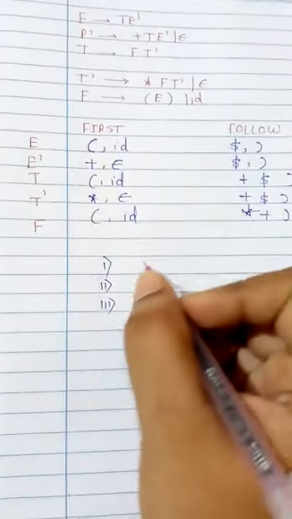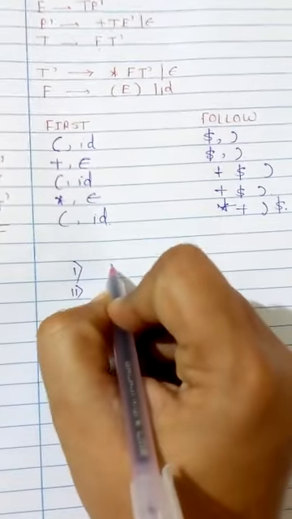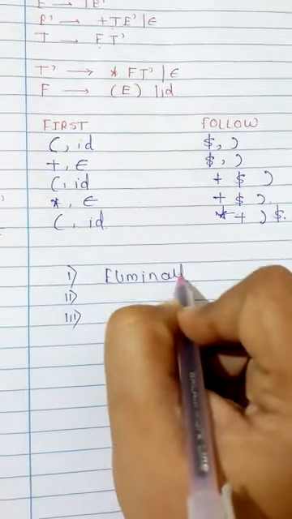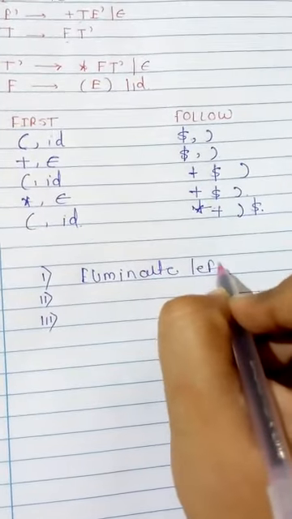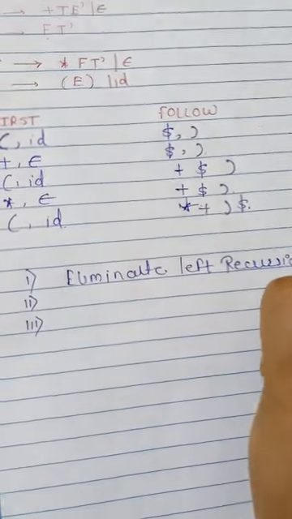Step 1 says check whether there is any left recursion in your grammar. If there is, then eliminate it. So the first step is what? Eliminate the left recursion. Now what is left recursion and how to eliminate it, we have already covered in the classroom.